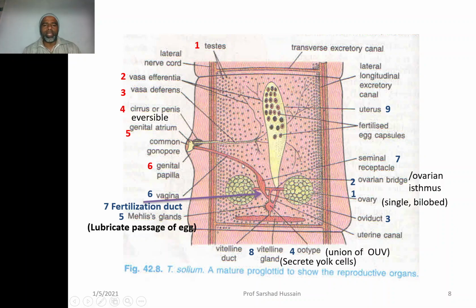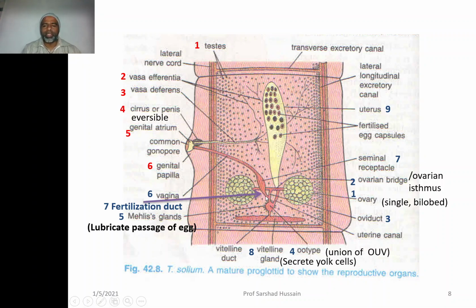Before reaching the oviduct, this vagina slightly enlarges and forms the seminal receptacle. This is the portion where sperms are stored. Male doesn't have any structure to store the sperm, but sperms are stored in the female reproductive system in the seminal receptacle. Then it leads into the fertilization duct. Because sperms will be stored there, when the egg reaches there, it will be fertilized.